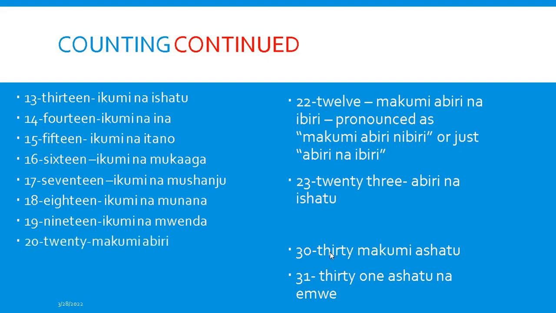We have 20, makumi abiri. That means it is a bundle of 10. When you have 10 in 2 bundles, that one is called makumi, because there are 2, so you call them makumi abiri. We call it makumi abiri, that is 20.